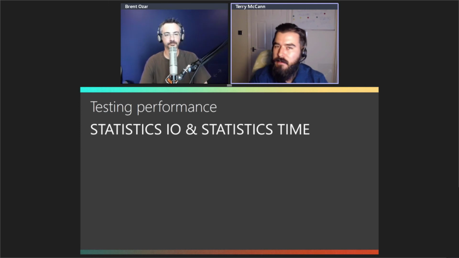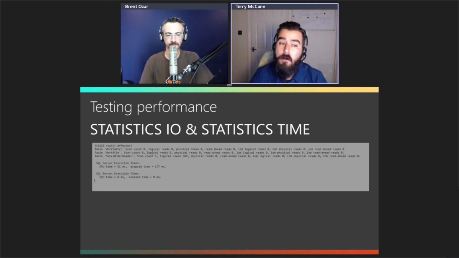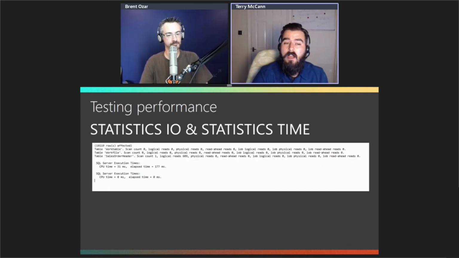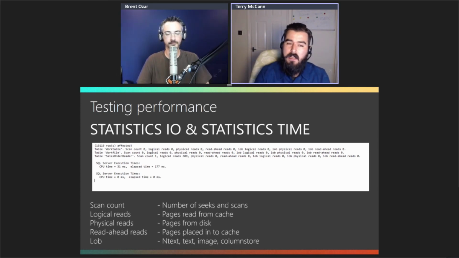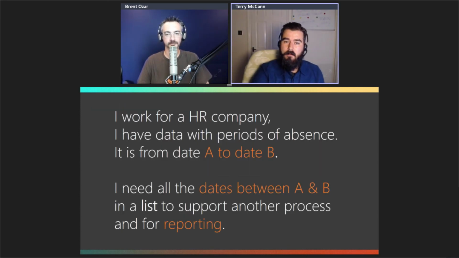We'll do things like set STATISTICS IO and STATISTICS TIME on so that we can see how many pages are being read. And here you go, you've got a bit of an explanation of what STATISTICS IO and STATISTICS TIME will do. We'll pretty much be looking at the scan count and logical reads to do a bit of comparison. Okay, so our first question.